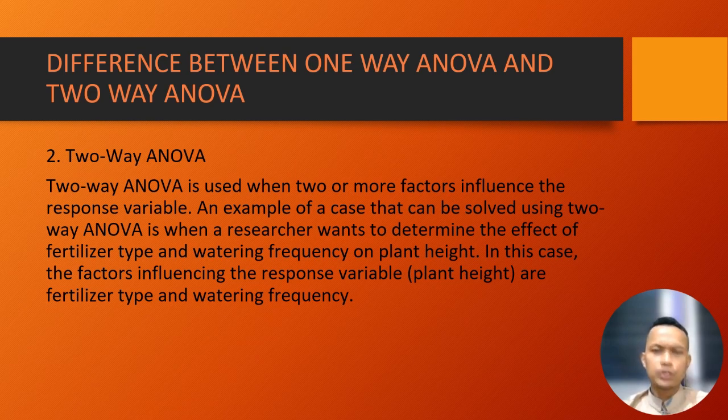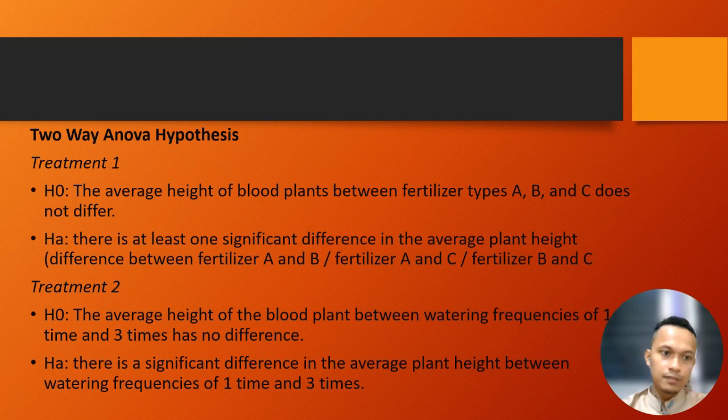And what about two-way ANOVA? Two-way ANOVA is used when two or more factors influence the response variable. An example of a case that can be solved using two-way ANOVA is when a researcher wants to determine the effect of fertilizer type and watering frequency on plant height. So it is very clear, the difference between one-way and two-way ANOVA.